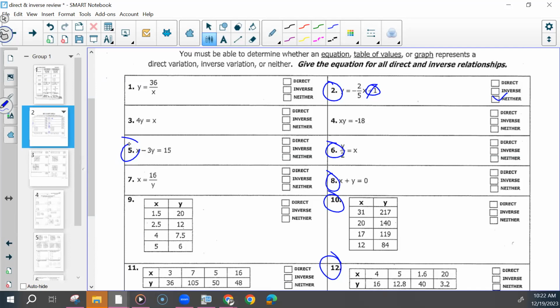For 5, this is going to be linear. It doesn't have a 0 in it, so I'm going to say it's going to be neither, but just to make sure, solve it, get y by itself. So move x to the other side by subtracting, divide everything by -3. So we have y equals 1/3 x minus 5. It is linear, it is a line, but it doesn't have a y-intercept of 0, so it is neither.